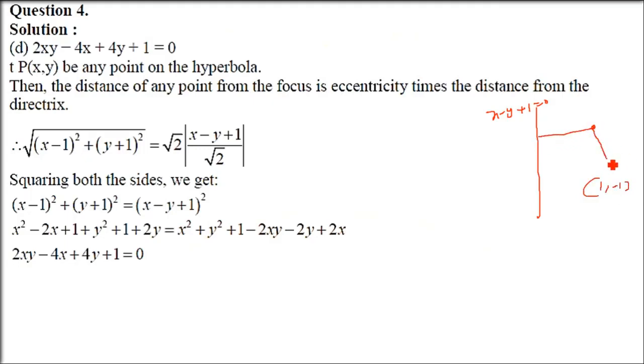So the distance of this point from these two, that is one line and one focus, the ratio is going to be the eccentricity. That is PS by PM is going to be the eccentricity. So PS will be equal to e into PM. Now you can square both sides. PS square equals e square PM square. E is root 2 here, so e square will be equal to 2. So 2 PM square.